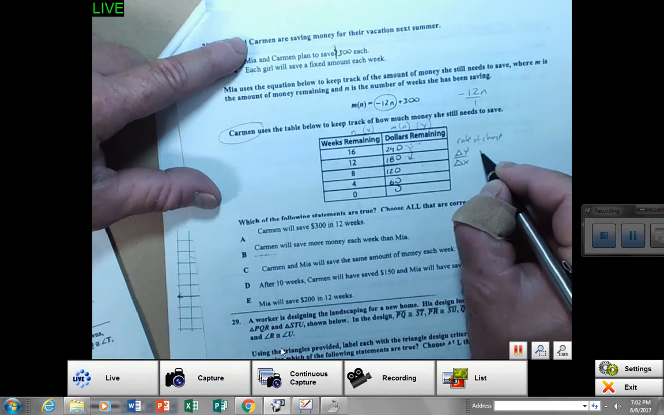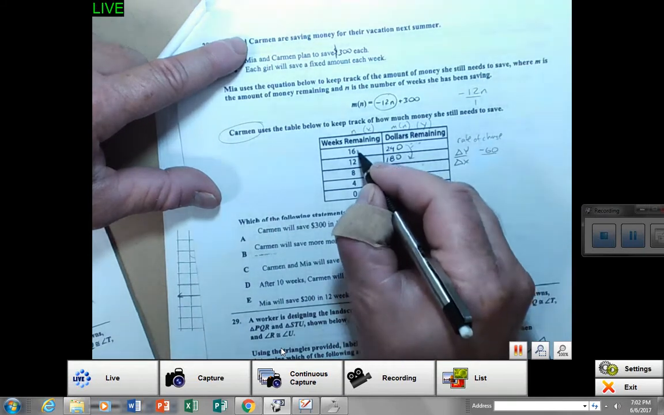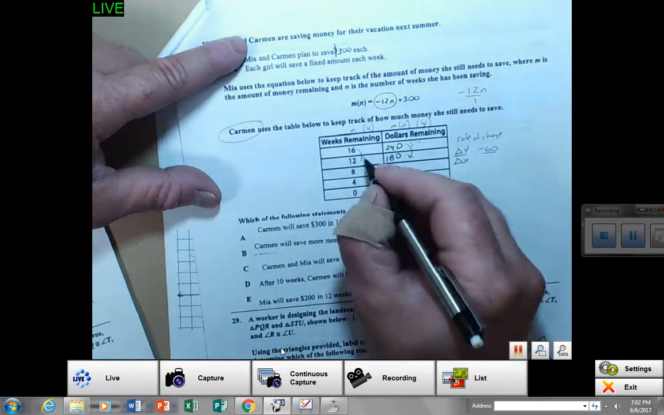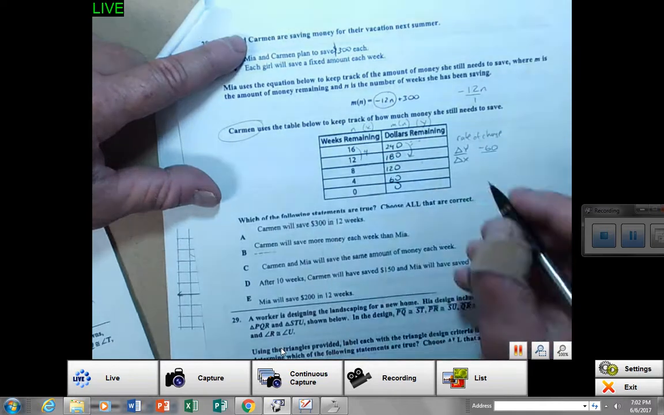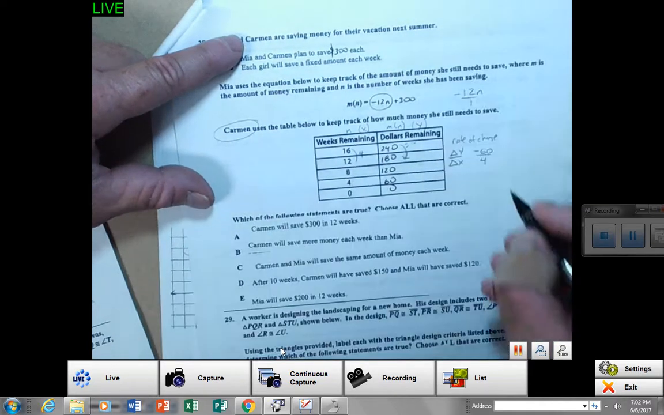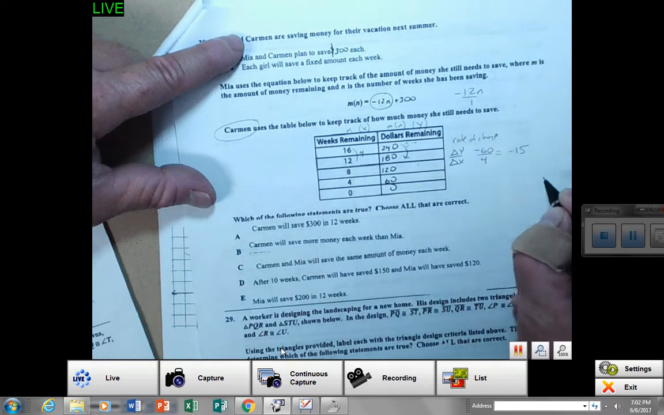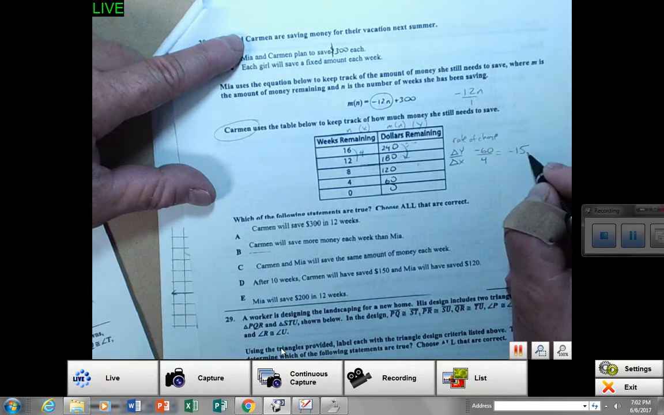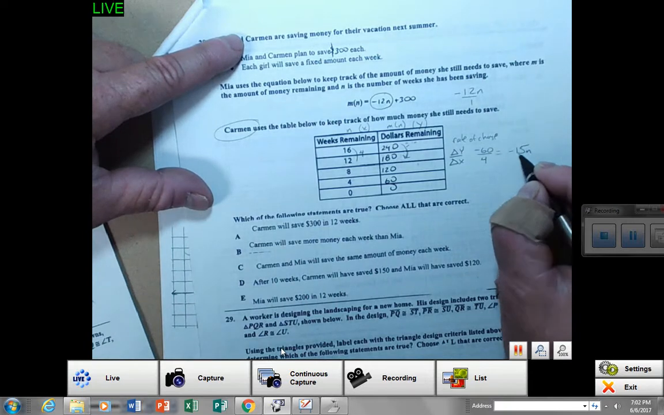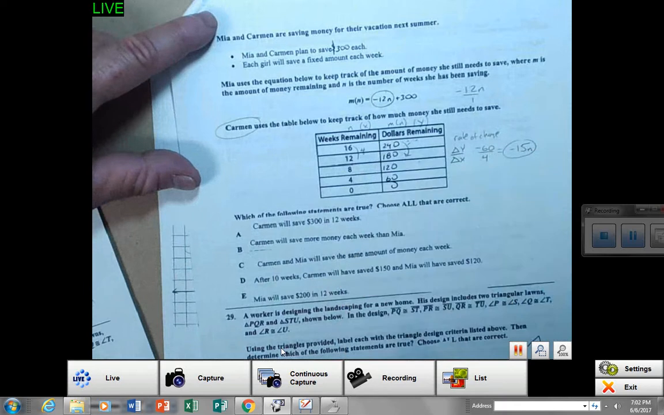And I'm going to make that negative. The change in X from here to here is going down by 4. So I'm going to use that and leave that positive here. So if I divide that, that gives me a rate of change of -15. And so I'm going to use Carmen's rate of change as -15. Mia's rate of change is -12.